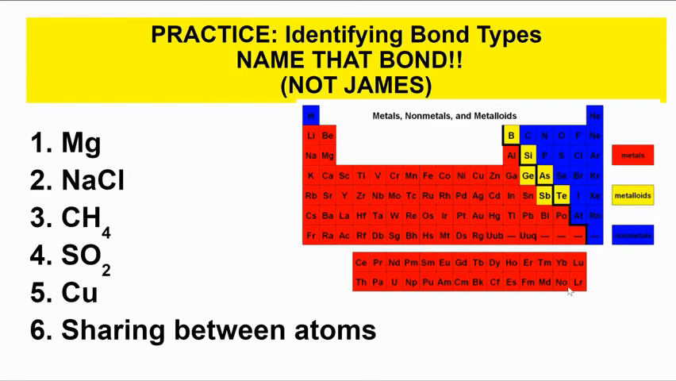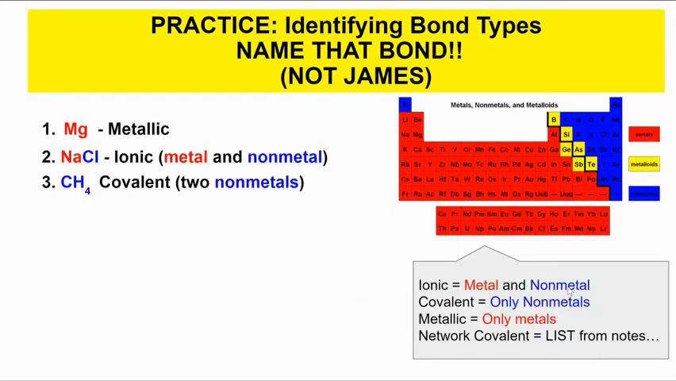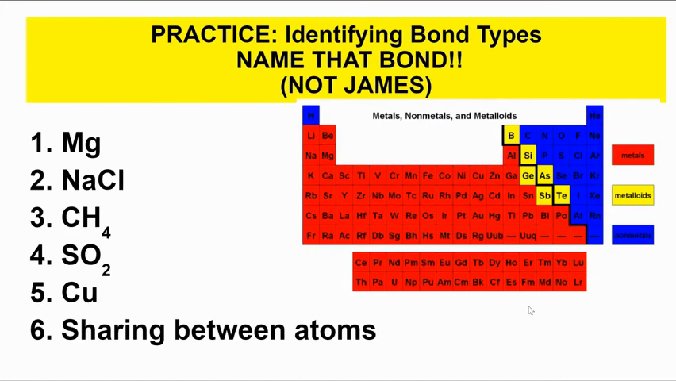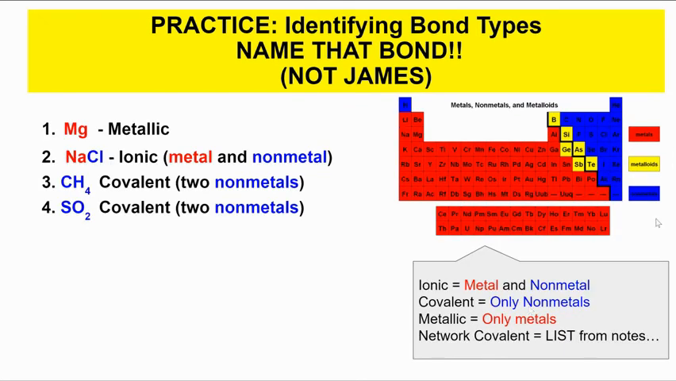All right, try it yourself. How about CH4? Hopefully you told me that was a covalent bond because carbon is a nonmetal and hydrogen is a nonmetal. So if we have only nonmetals in the bond, it should be covalent. SO2? Again, I hope you told me this was a covalent bond. Both sulfur and oxygen are nonmetals, and so if only nonmetals are involved, it's a covalent bond.